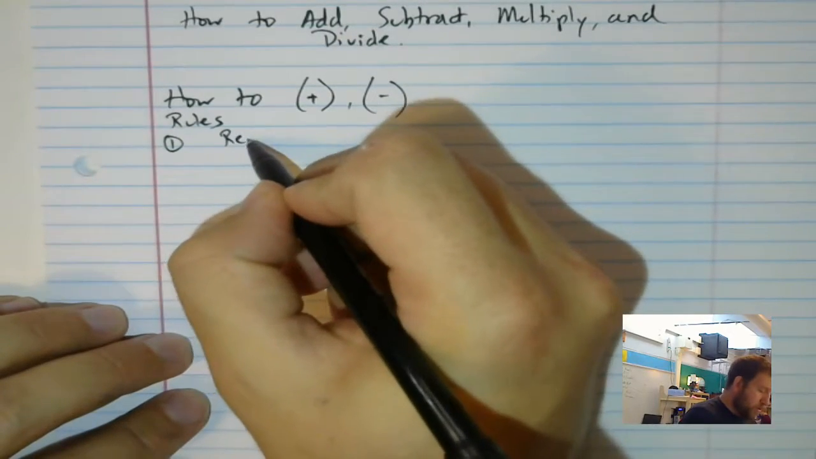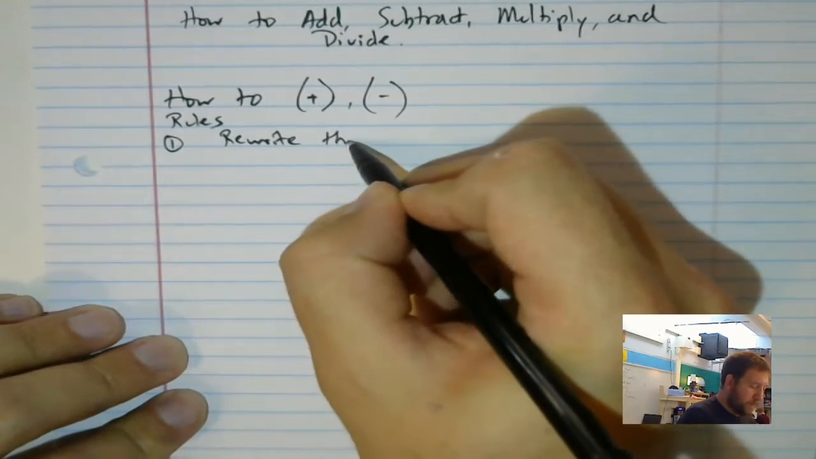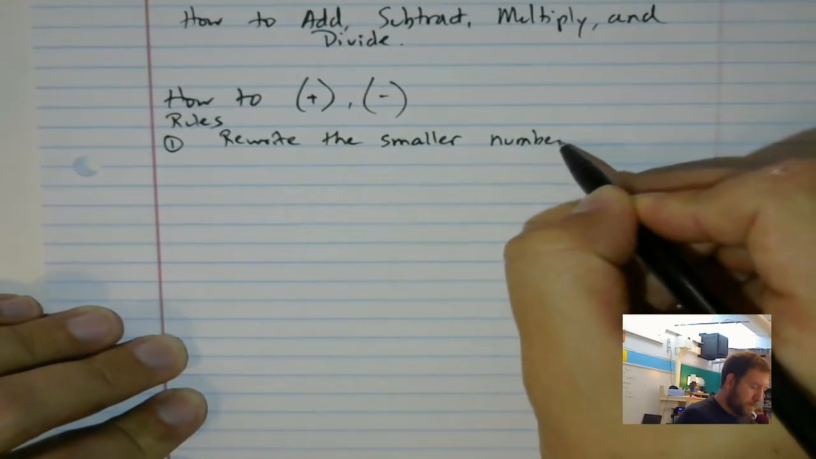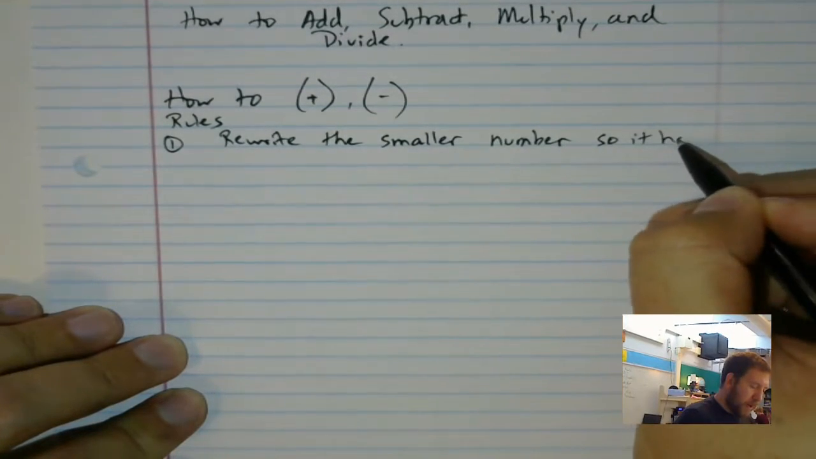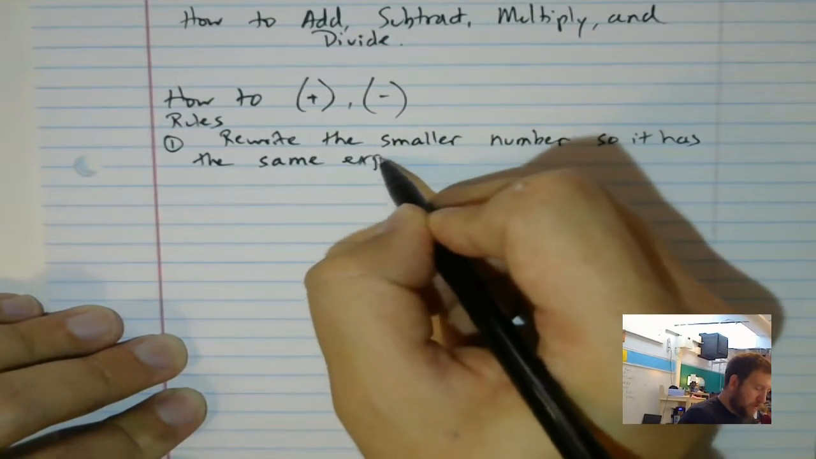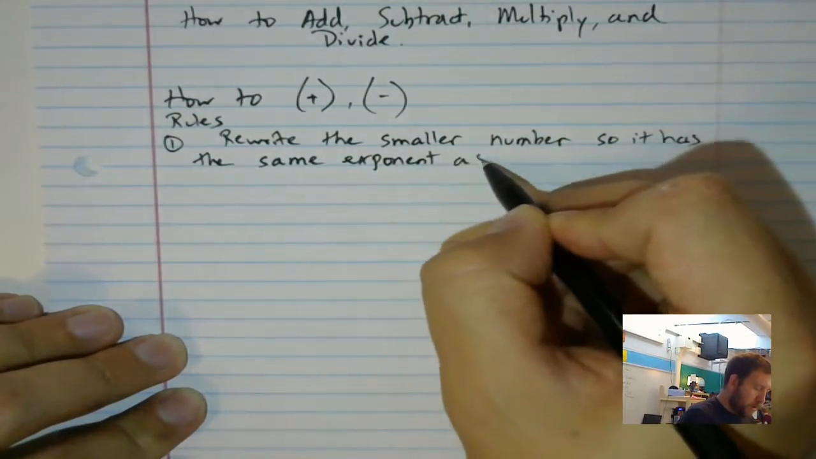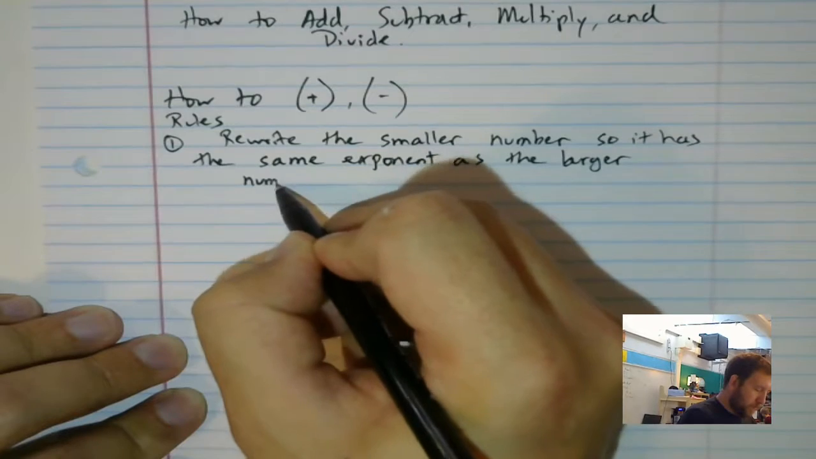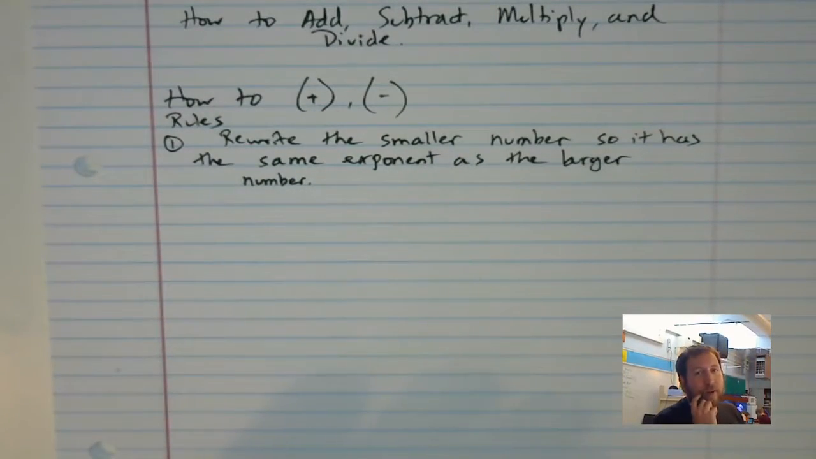So rewrite the smaller number so it has the same exponent as the larger number. And just like when we were comparing, this is going to help us make sure that we line up our place value and the values of all the numbers that we're using. Because just like always, our place value is incredibly important when we're looking at these numbers.